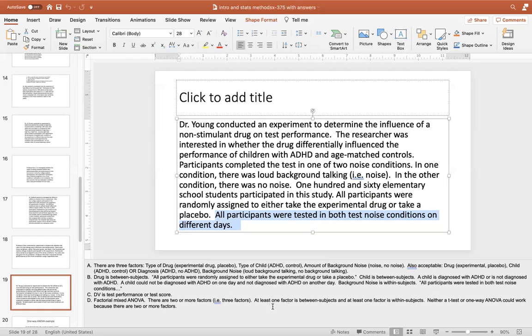And since we have at least 1 factor that is between subjects and at least 1 factor that is within subjects, that makes it a mixed design. Remember, a mixed design is when you have at least 1 between and 1 within subjects factor in your research design.